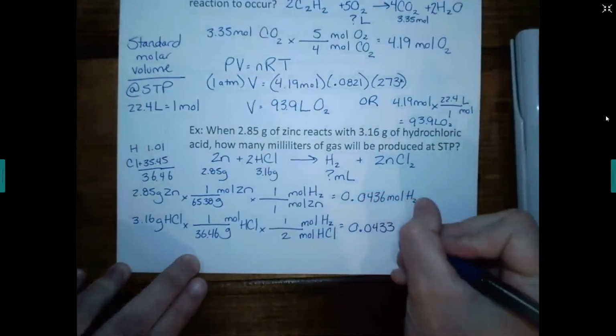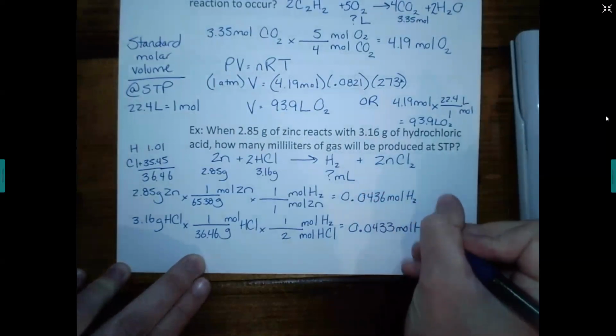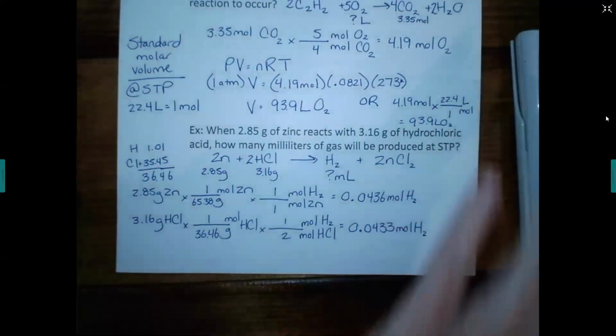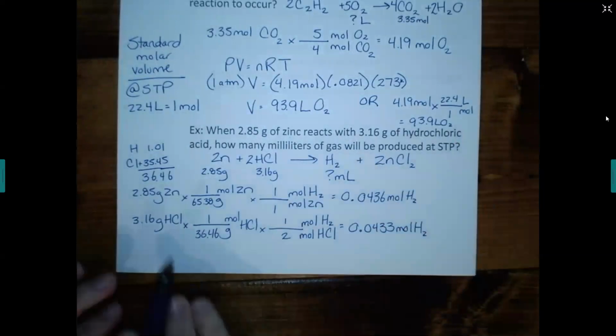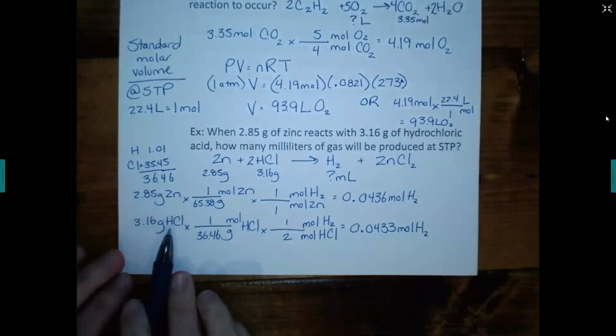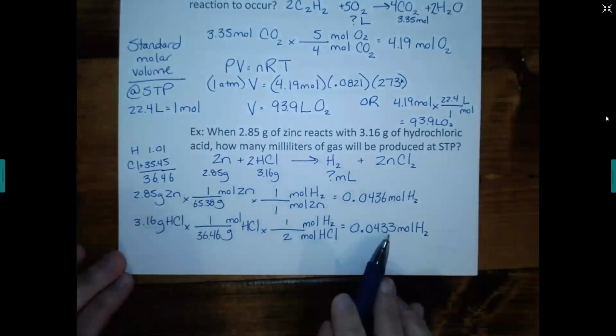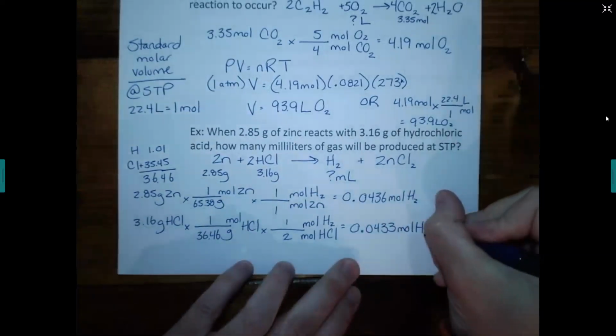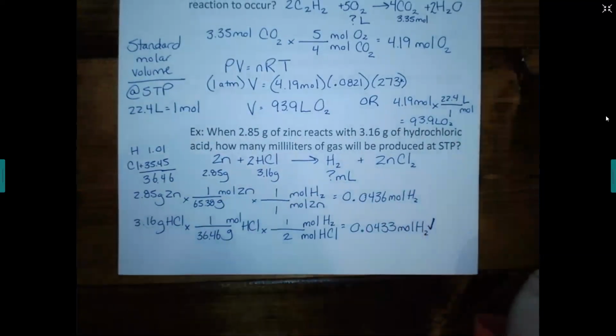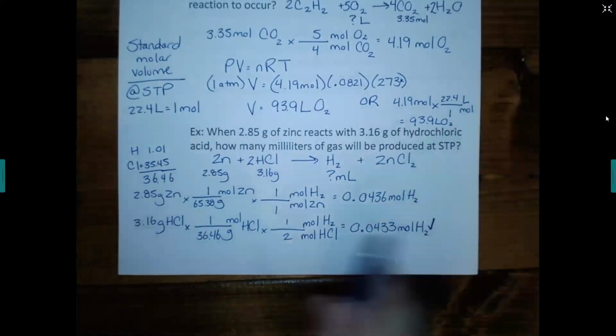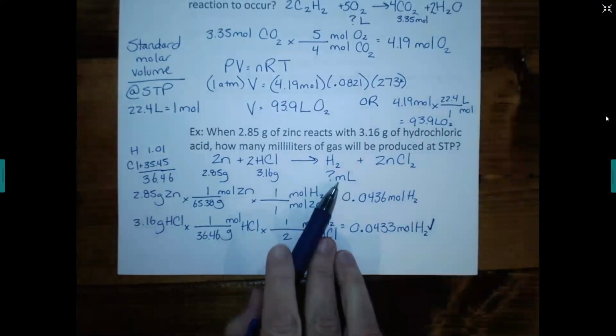So you can see this is close. But even so, hydrochloric acid ends up being the limiting reactant in this case. It produces less product. So this is the one we're going to go with. This is our theoretical yield. Well, we're not done because remember the point is we're supposed to convert it into milliliters.